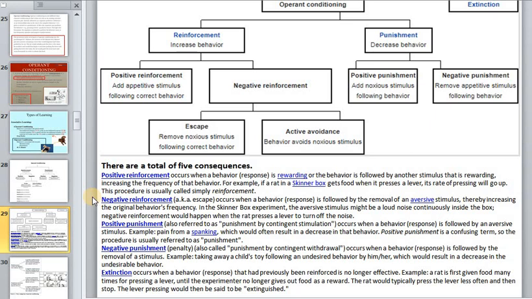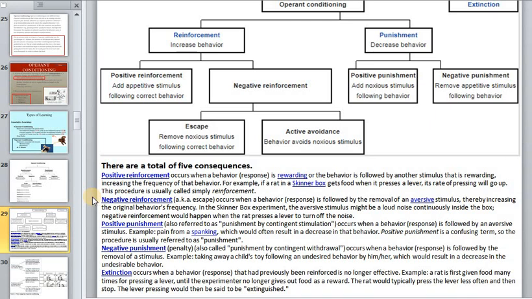In the Skinner box experiment, the aversive stimulus might be a loud noise continuously inside the box. Negative reinforcement would happen when the rat presses a lever to turn off the noise.